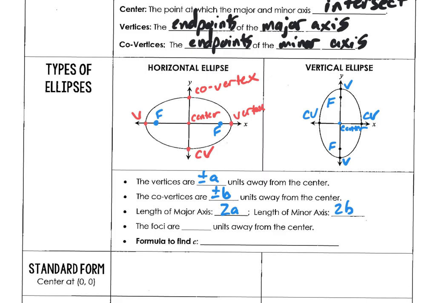Okay, the foci, we said, are always going to be on the major axis. And the variable that we used for that one is C, plus or minus C units away. C to the right, C to the left. Or if it's vertical, we'd go C up and C down.